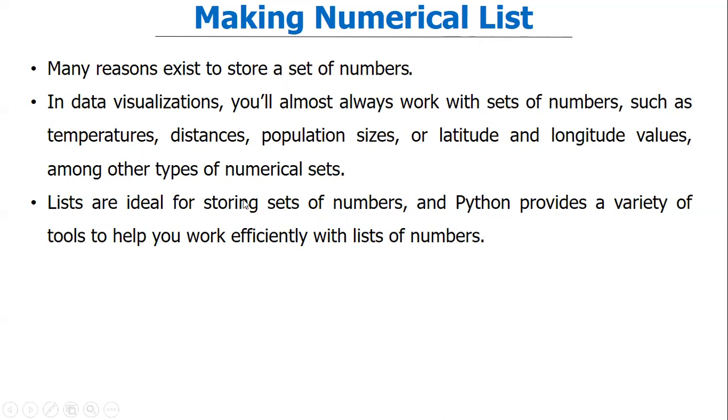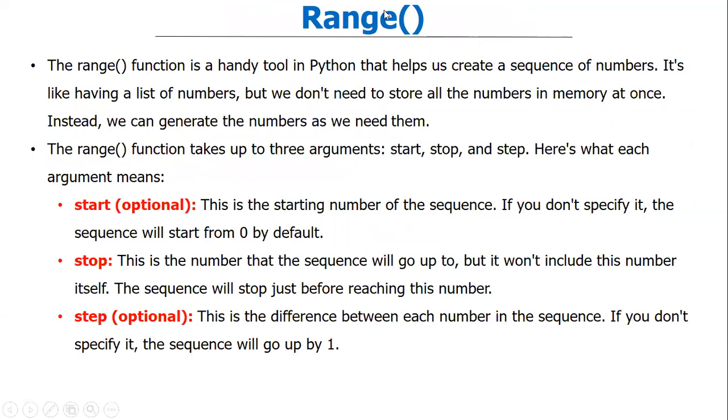All right. We are going to use the range function to generate some lists of numbers so that we can perform some operations on them. Now, the range function is a handy tool in Python that helps us create a sequence of numbers. It's like having a list of numbers, but you don't need to store all the numbers in memory at once. We generate the numbers as we need them. In generating the numbers, the range function has 3 arguments. Some are optional, and there is one that is mandatory.